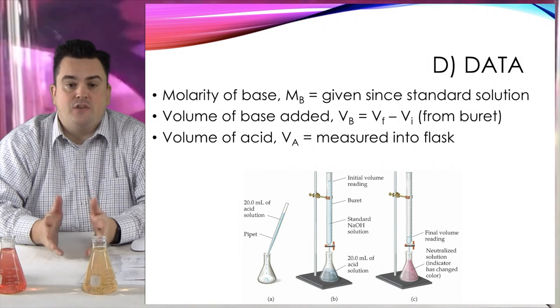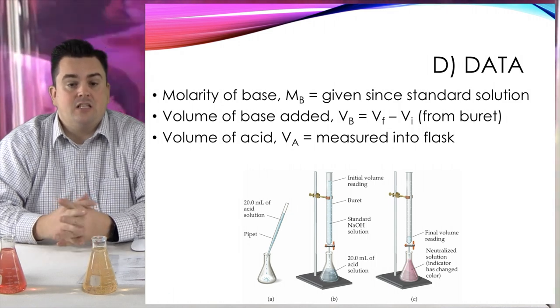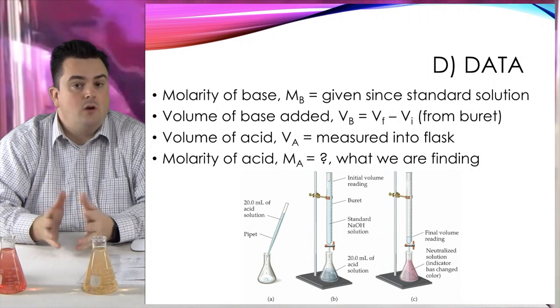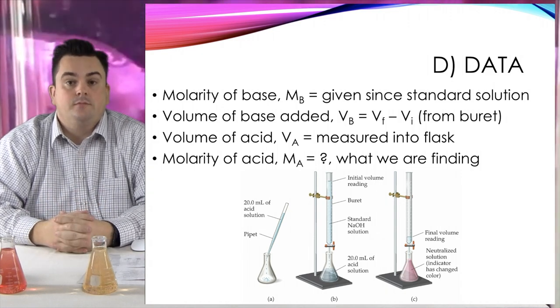Volume of the acid is VA. This is measured into the flask before. Molarity of the acid, MA. This is what we don't know. This is what we're trying to find.